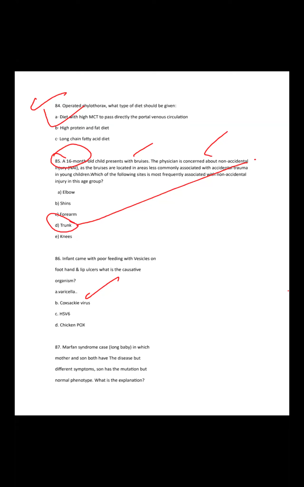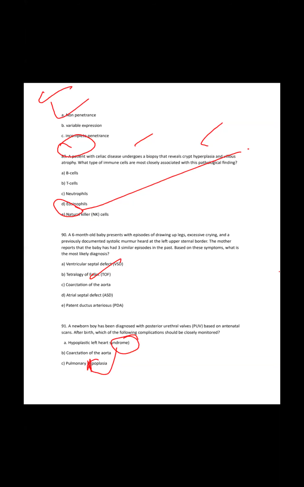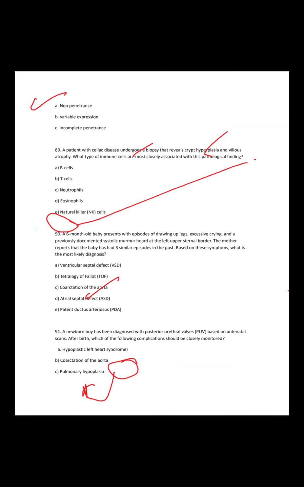Marfan syndrome case, a long baby, in which mother and son both have the disease but different symptoms. The son has the mutation but a normal phenotype. So what does it explain? If you have a mutation and the phenotype is okay, that means the expression is variable. So it is variable expression. Some express one way, others express a different way. They have the mutation, but the way of expression of that mutation is variable.